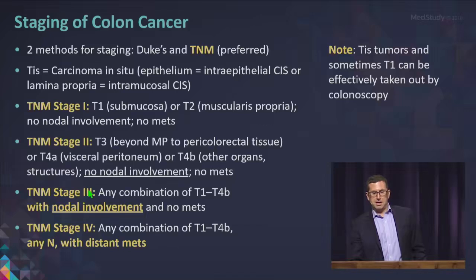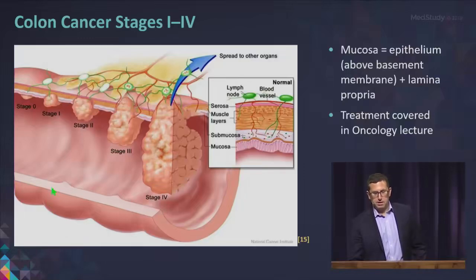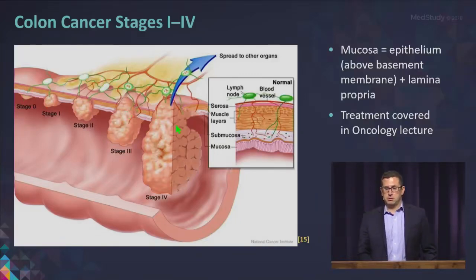At TNM stage 3, that's when you have nodal involvement. And obviously at TNM stage 4, that's when you have distant mets. This is just a cartoon showing the stages. You could see here, this would be like a carcinoma in situ. This is a polyp that we could probably just take out with a snare during colonoscopy. But the larger these get, you're going to need surgery.